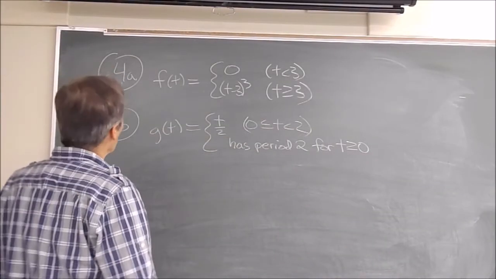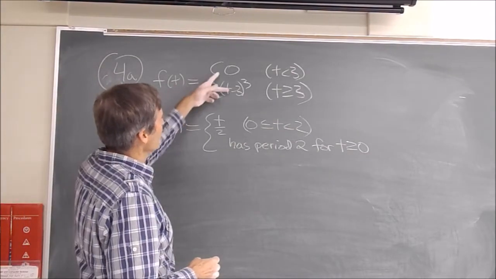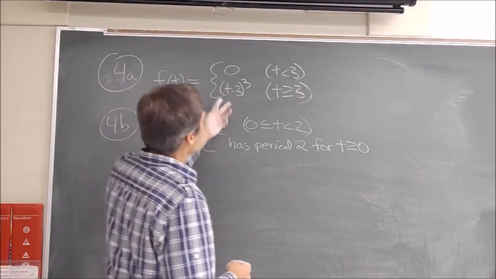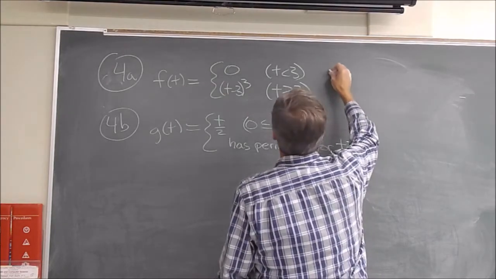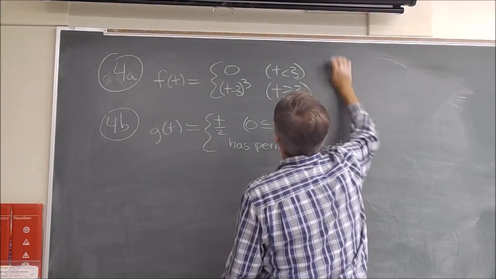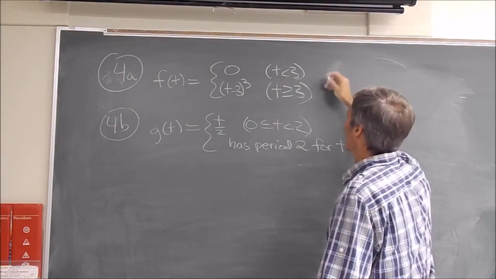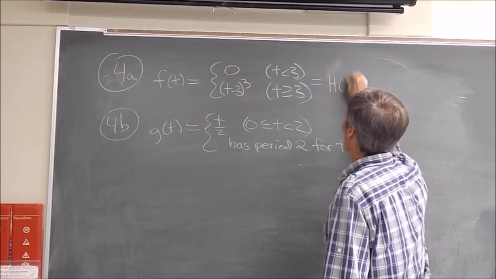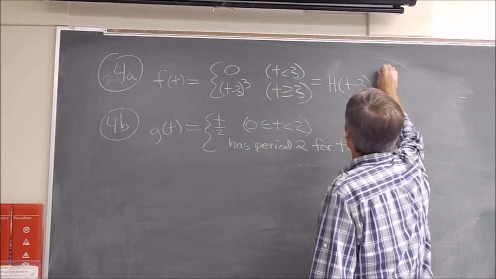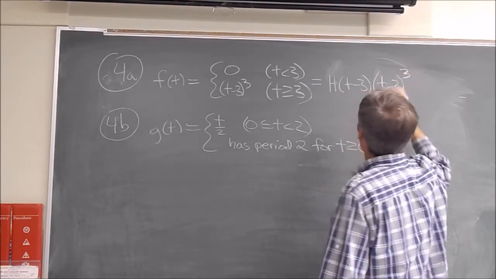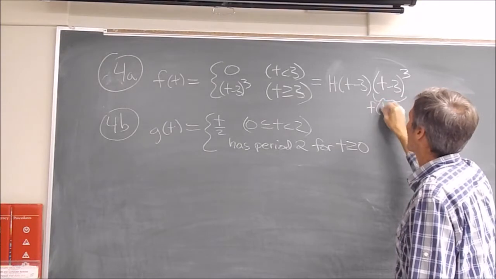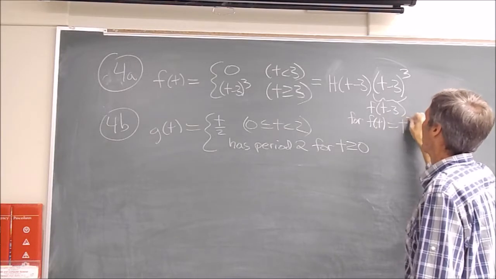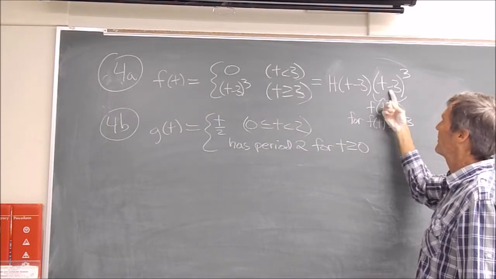Well, let's try taking some Laplace transforms. If f of t is this piecewise defined function, or g of t is this piecewise defined function, how can we do them? Well, remember we have the theorem that says the Laplace transform of a piecewise defined function can be calculated using the Heaviside step function. So we're going to rewrite this as h of t minus 3 times t minus 3 cubed. And what we're thinking here is that this is f of t minus 3 for the unshifted function, f of t equals t cubed, right?